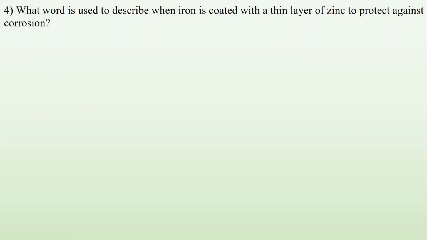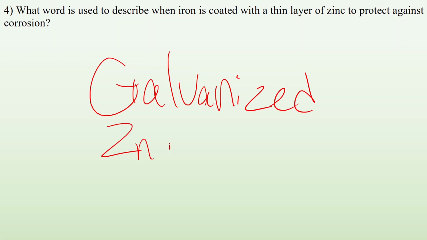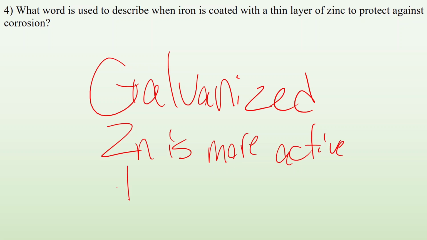Number 4, what word is used to describe when iron is coated with a thin layer of zinc to protect against corrosion? Galvanized is the word that describes that. And the reason that they use zinc is that it's more active than iron, meaning it's more likely to oxidize.